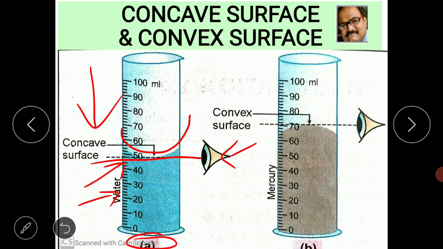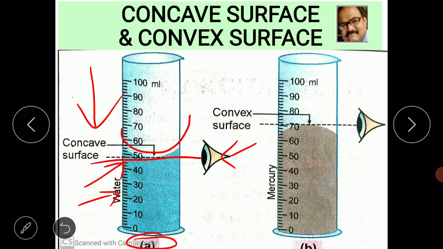If we keep the eye level above the lowest level of the concave surface, then what happens? We are likely to read more volume. It means that it is full of error. Similarly, if we keep the eye level below the lowest level of the concave surface, again we are likely to read the lesser volume, means error in the reading.